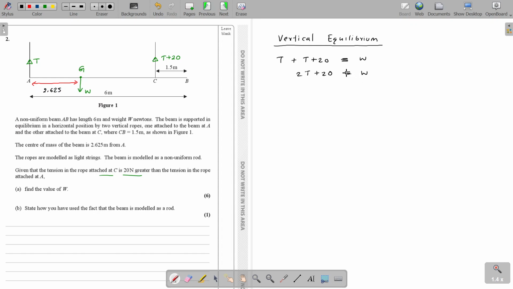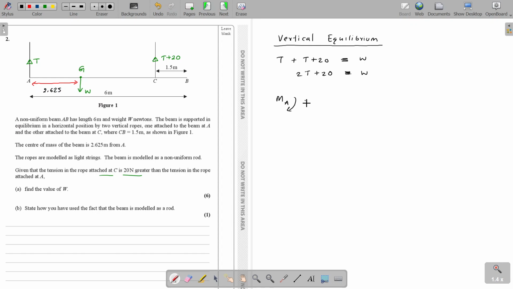Okay. So now we are supposed to get the value of W. How can we get the value of W? What's the next thing that you did here? You took moments. So moments around which point? You can take moments around any point as you wish. So we will take moments around A. You can take moments around any point, either A or G or C or B. I think taking moments around A is easier, right? Because we know all the distances directly.